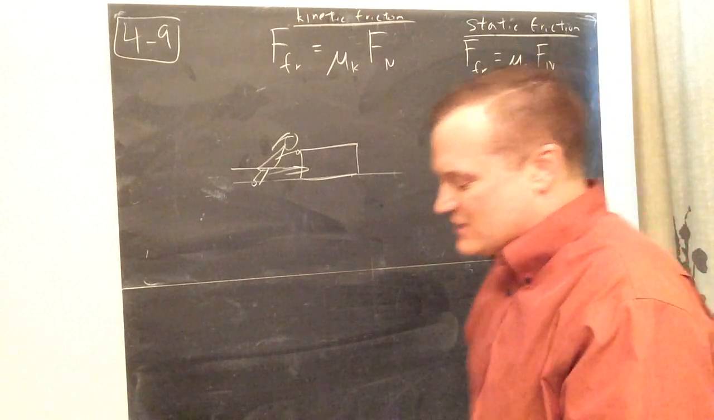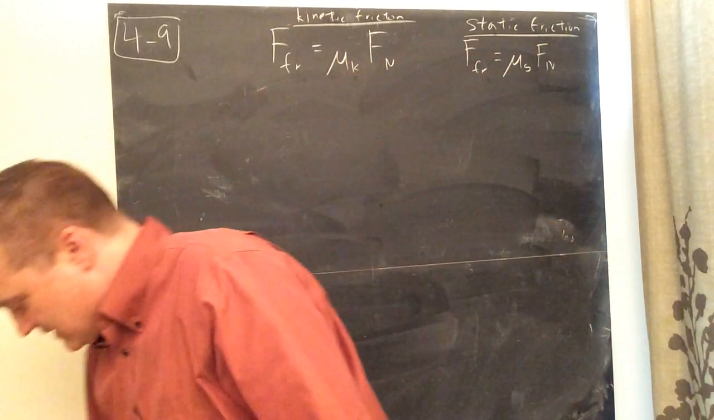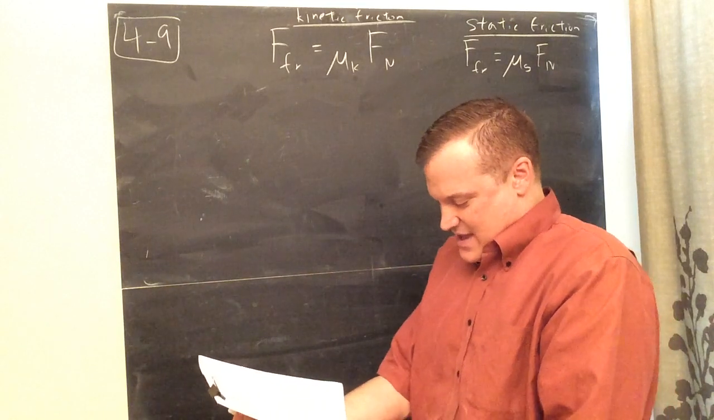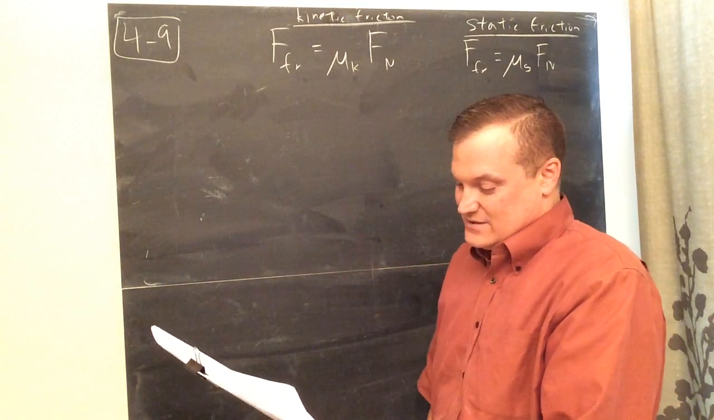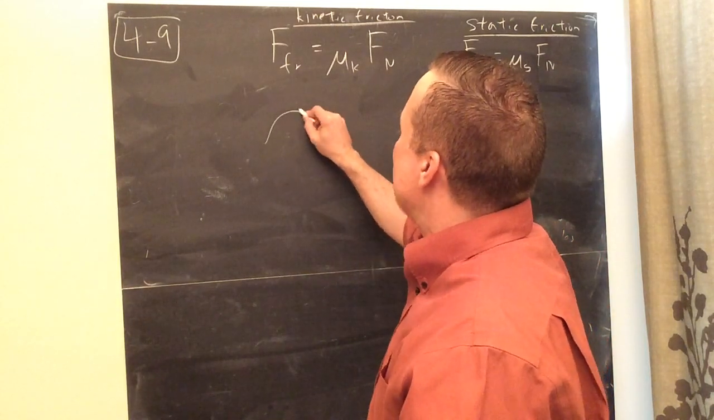And so there are different coefficients for what they call static friction and kinetic friction. Okay, so here's a picture, and it says, Happy the seal is lying still on the frozen ground. So I'm going to draw a little picture of Happy the seal.